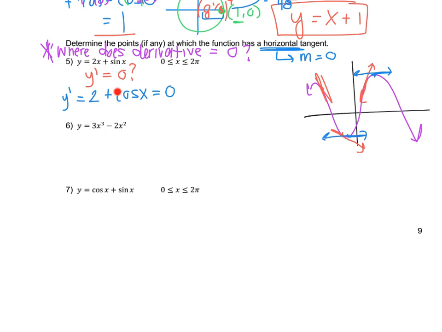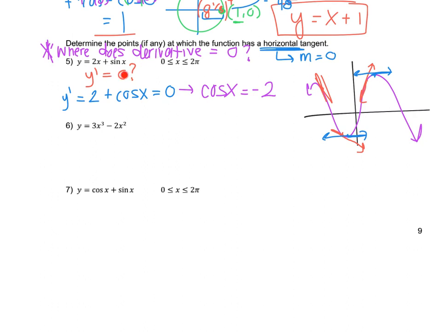Well, to get x by itself, first I'm going to subtract 2 from both sides, and then I'm looking to solve where the cosine of x equals negative 2. Think about that. Where does the cosine of x equal negative 2? If you plug that into your calculator right now and do inverse cosine of negative 2, you will get an error, and that's because the cosine of x never equals negative 2. Cosine of x is limited between negative 1 and positive 1. So this never happens.